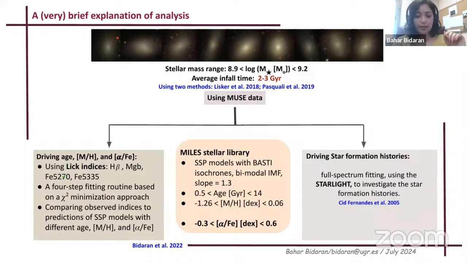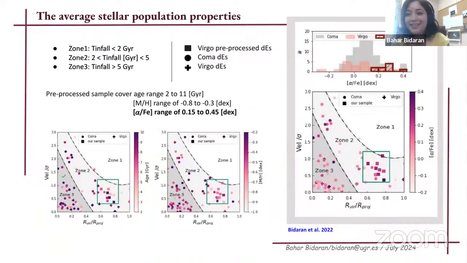Now let's go to the results. This plot is chaotic, I know, but please walk with me so you can understand what's happening here. In these three different panels, I'm showing the phase-space diagram from Pasquali et al. There are three different zones in each diagram, and each zone corresponds to a different average infall time. So zone 1 is an average infall time less than 2 gigayears, zone 2 is between 2 to 5 gigayears, and zone 3 is more than 5 gigayears.